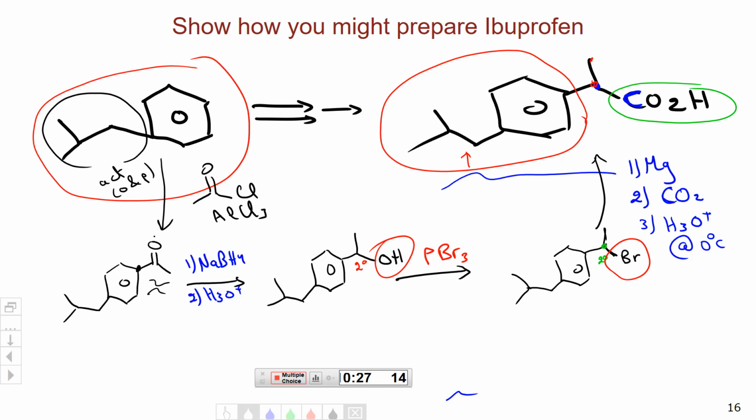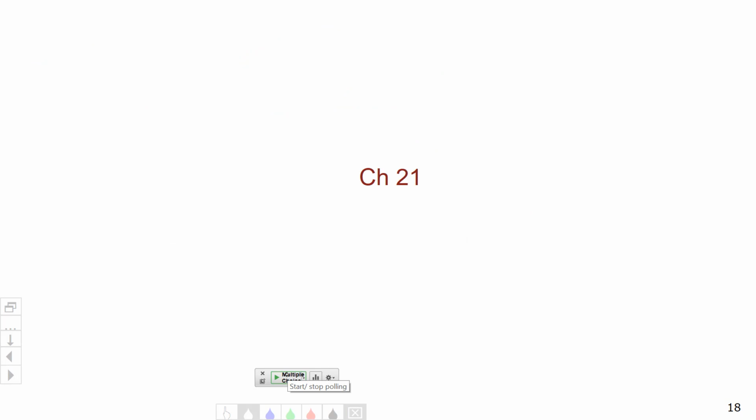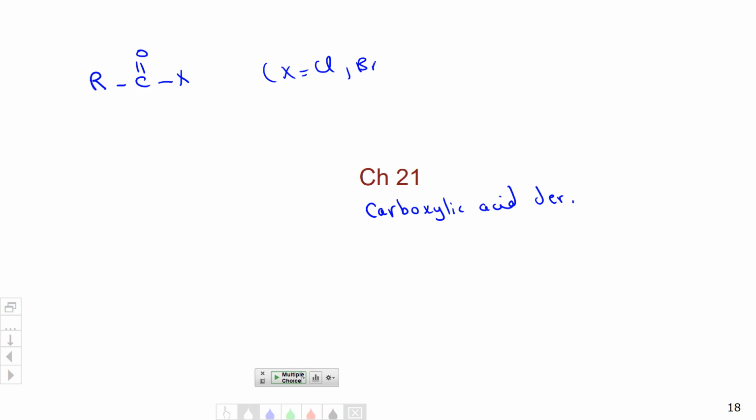Now we're going to start with chapter 22, which is not far from the carboxylic acid. Actually, this chapter is about carboxylic acid derivatives, and that includes a couple of them. This one with an X, where X is a chlorine or a bromine, we call an acid halide. We've seen this in Friedel-Crafts acylation, where we use the acid chlorides. A minute ago, we used one of them.